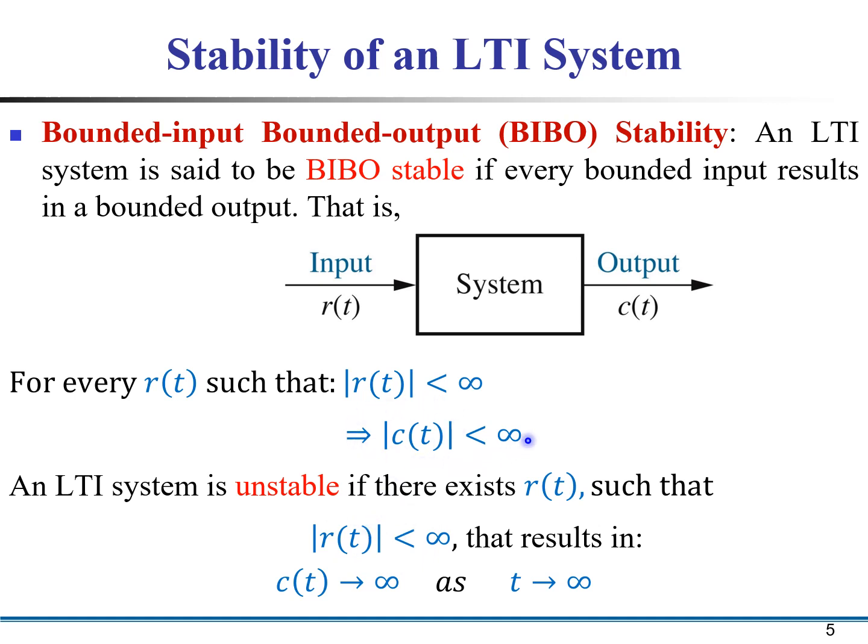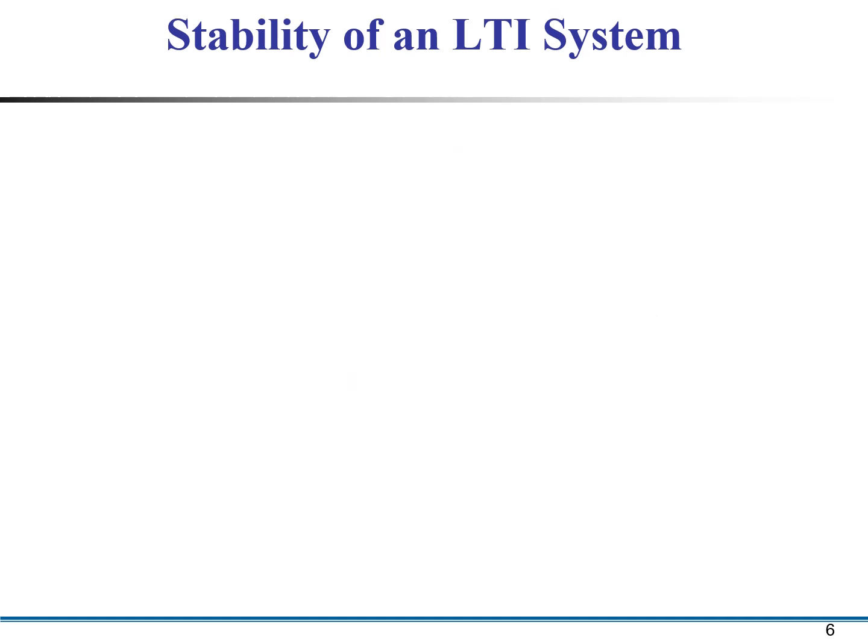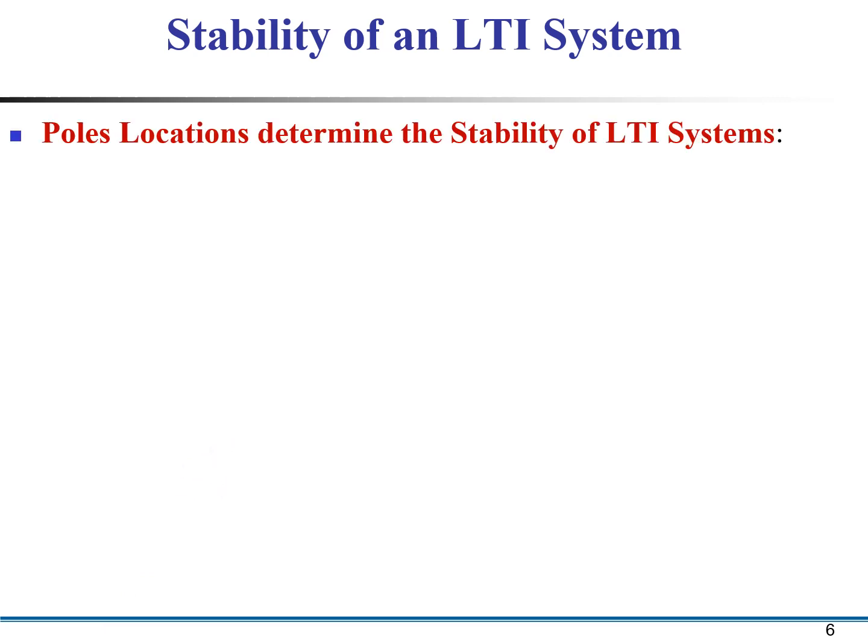But if we see for the stable system, the absolute value of c(t) will be a bounded output for a bounded input signal. So here we further discuss the stability of the linear time invariant system. The pole locations of the system determine the stability of the linear time invariant system.